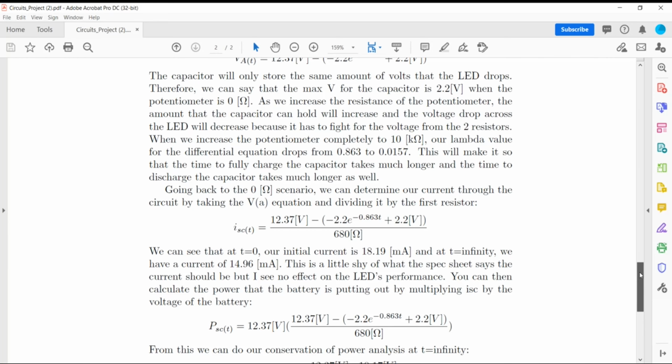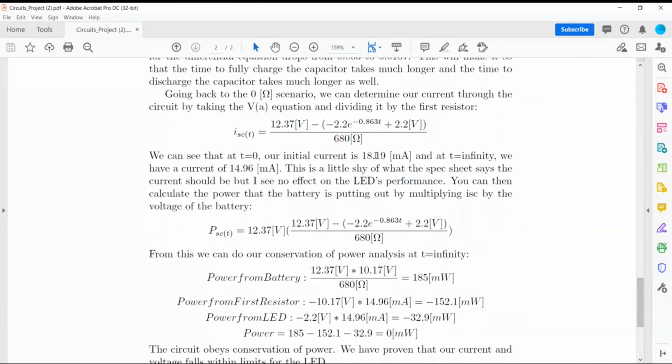From this, we can determine the current from the battery, and that also changes with time. Now we can see that at t is 0, the initial current will be 18.19 milliamps, and as t is infinity, we will have a current of 14.96.